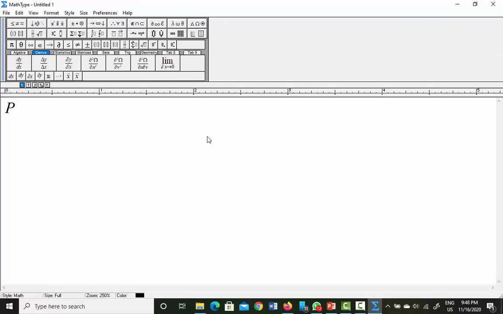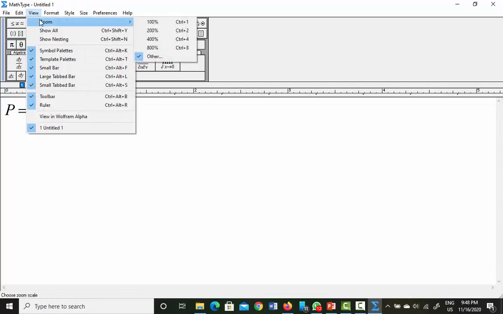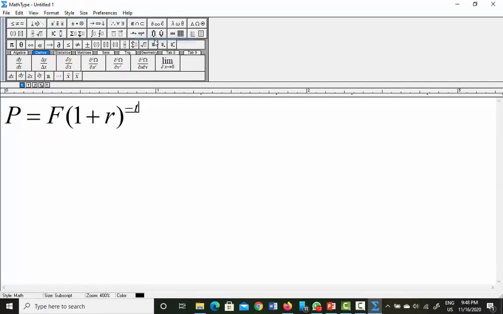So we want to find the present value. If you want to find the present value, P should be on the left hand side and obviously F should be on the right hand side: F times (1 plus R) power minus T. That's what I was saying. If you want to calculate the present value, that means from the future you want to come to the present, which means you want to go back. So if you want to go back, your power should be minus.